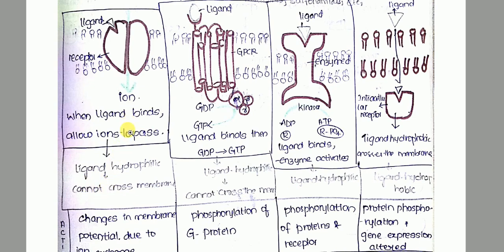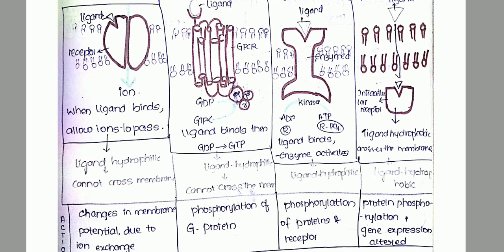Here we have written that the ligand is hydrophilic. As the ligand is hydrophilic in nature, it cannot pass through the membrane, so it binds to the receptors present on the membrane. Thus it cannot cross the membrane. The action it brings is a change in membrane potential due to ion exchange, either repolarization or depolarization.